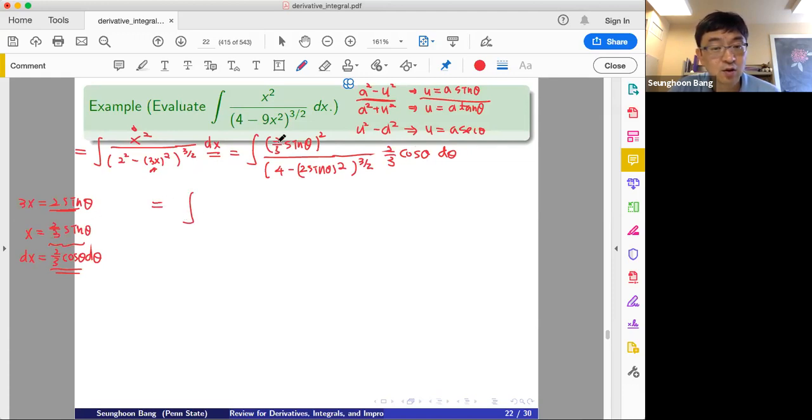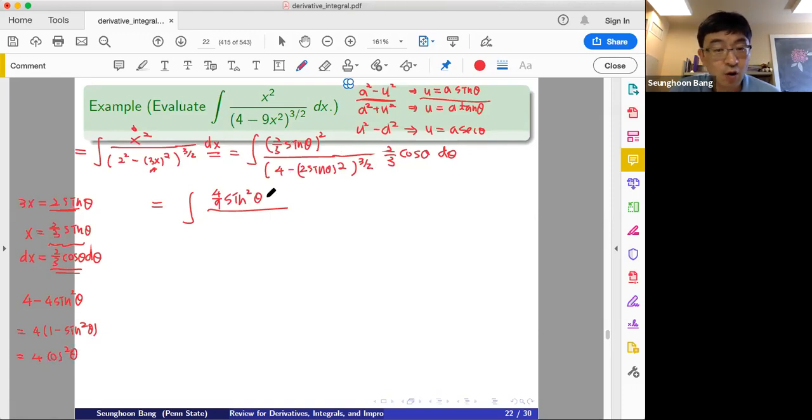So what's like this one? The integral, the 2 over 3 squared is 4 over 9, 4 over 9 sine squared of theta. I'm going to simplify the bottom one. What's the bottom one? 4 minus 2 sine theta squared is the same as 4 minus 4 sine squared theta. Factor out the 4, 1 minus sine squared of theta. You can change 1 minus sine squared to cosine squared. The 4 times cosine squared of theta.